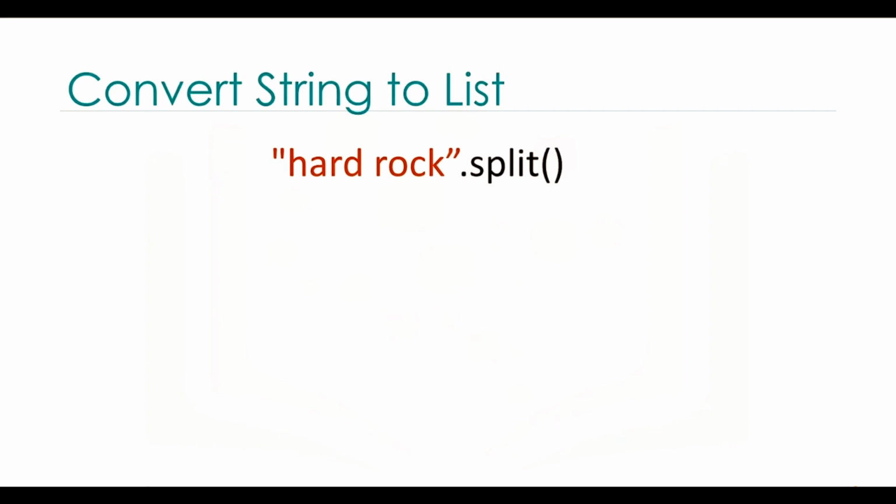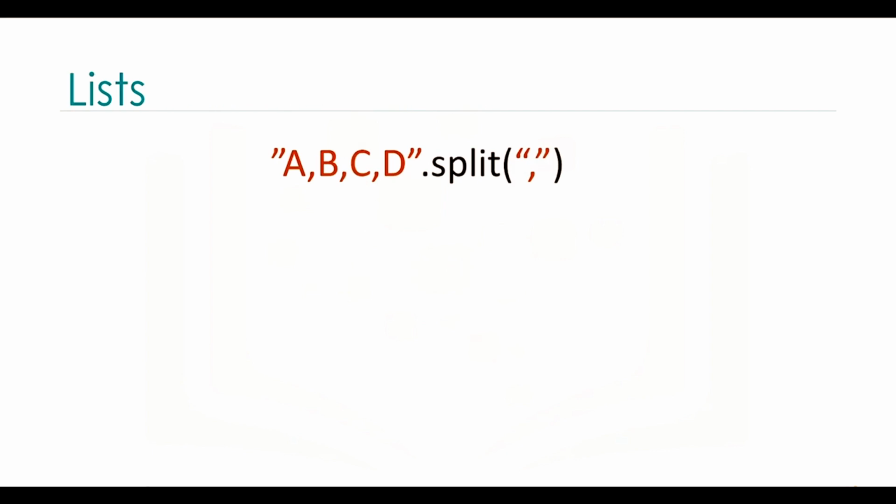We can convert a string to a list using split. For example, the method split converts every group of characters separated by a space into an element of a list. We can use the split function to separate strings on a specific character, known as a delimiter. We simply pass the delimiter we would like to split on as an argument, in this case a comma. The result is a list.